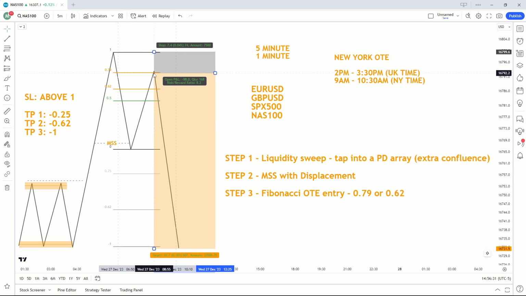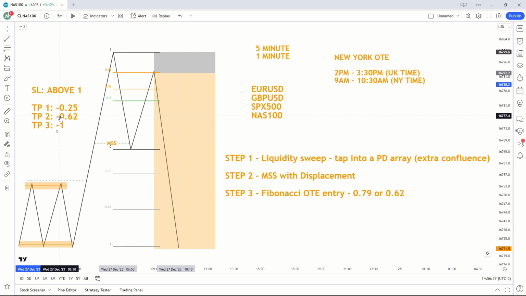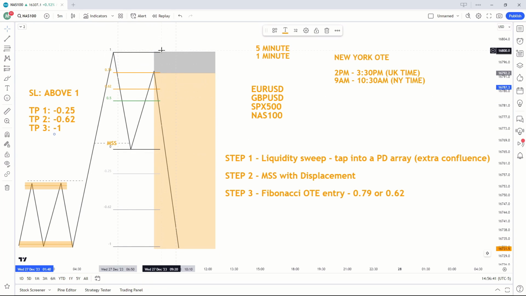So this is what I'll be using in most of the examples. However, as you guys can see, market will come react off your 0.79 mark and sell off beautifully. And this is a fixed rule-based strategy. So stop loss above 1, as you guys can see right here, just a little bit above 1. TP1 minus 0.25 mark, which is right here.